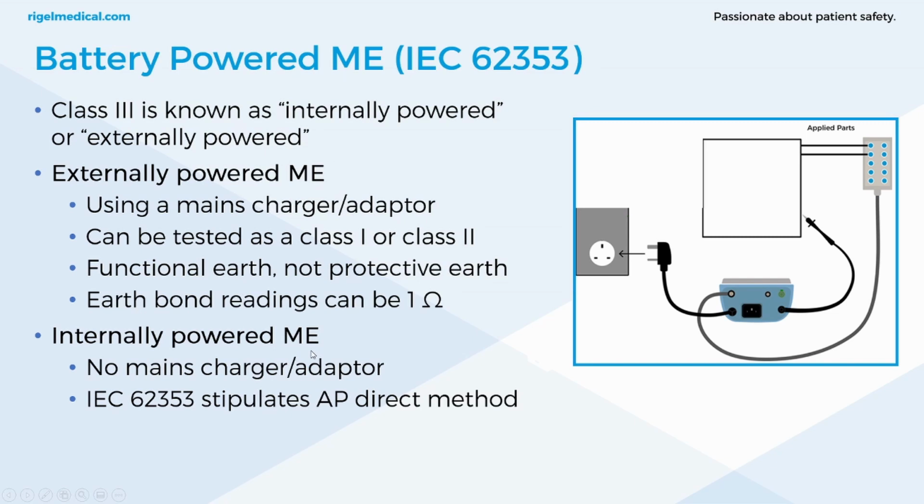Then we've got internally powered medical electrical equipment. This is any equipment that has no mains charger or adapter. IEC 62353 stipulates the AP direct method. And this schematic shows how we can set this up. An earth clip or probe goes onto the enclosure of the device, and then we connect our AP box up as normal.